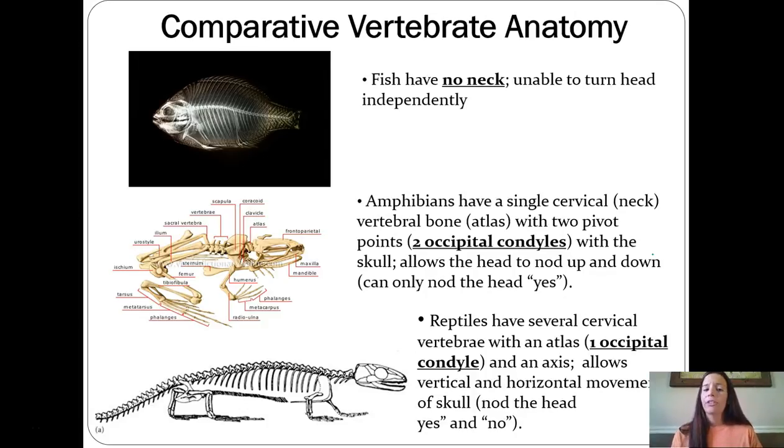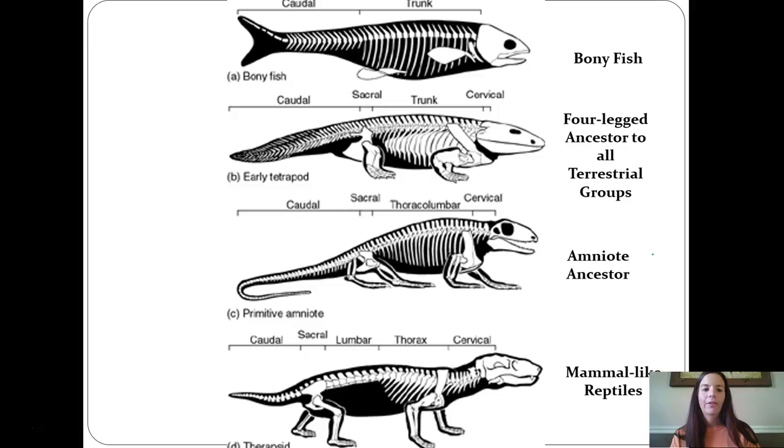So when we talk about the different vertebrates that we've discussed so far, fish don't have a neck and they can't turn their head independently. Amphibians have a single neck vertebra and two pivot points, but they really can't do much more than nod up and down. Reptiles are the first time we're seeing vertebrates that are able to move their head both vertically and horizontally.